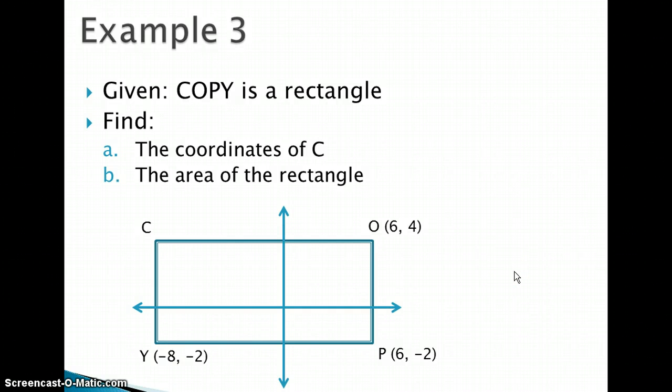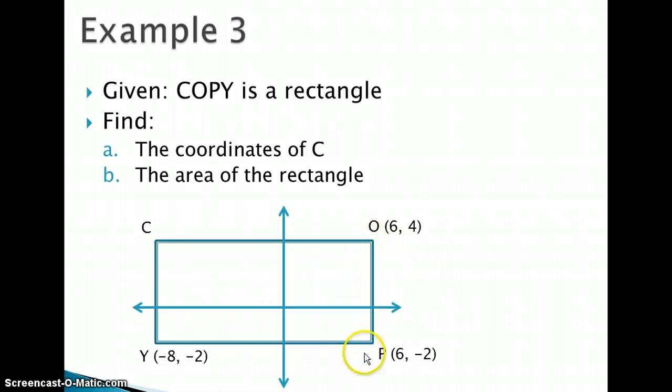Alright, in our last example, we have a rectangle given to us, rectangle COPY. What we're trying to do is find two parts. First, the coordinates of point C. Notice they're missing. And then part B, we want to find the area of the rectangle. So you have to know a little bit about rectangles in order to solve this problem. And the main thing that we're looking for is the fact that opposite sides of a rectangle are the same.